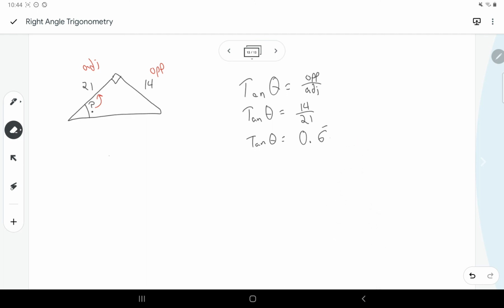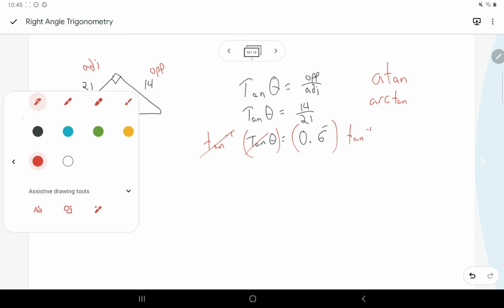Okay. But then we have to take this tangent off. We have to get rid of it. So we have to do its opposite. So we have to use a little function called the inverse tangent. Right? And it might not look like that on your calculator. It might look like atan or arctan, but it's the same thing. Okay, so the inverse tangent and tangent cancel, and then because math is fair, we have to do the same thing to the other side.